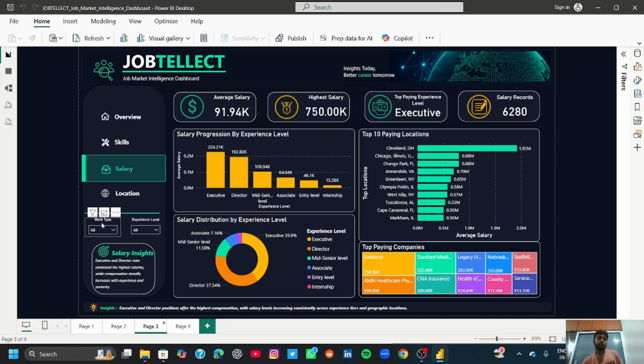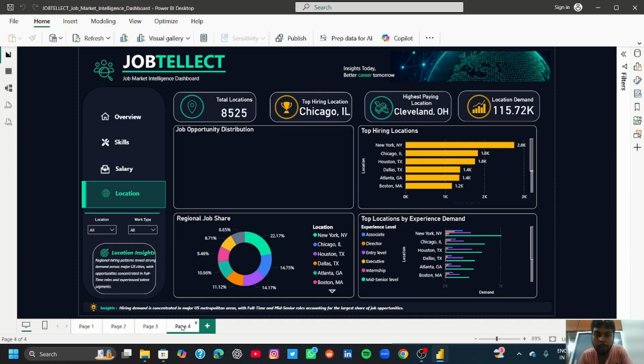Here, the two slicers which are used are the work type and the experience level. The main insights which we get here is, as I said, executive and director positions offer the highest compensation, and also experience across the various tiers and the geographical locations also matter here for the salary.